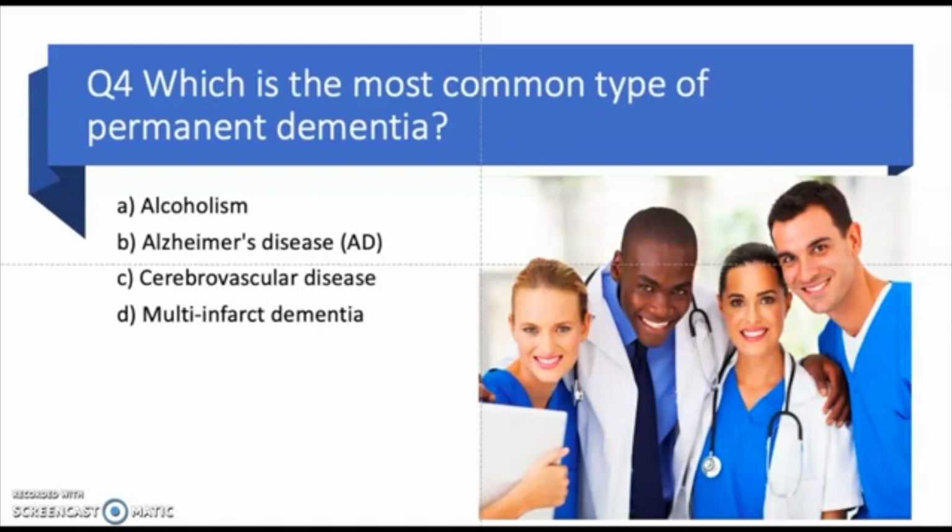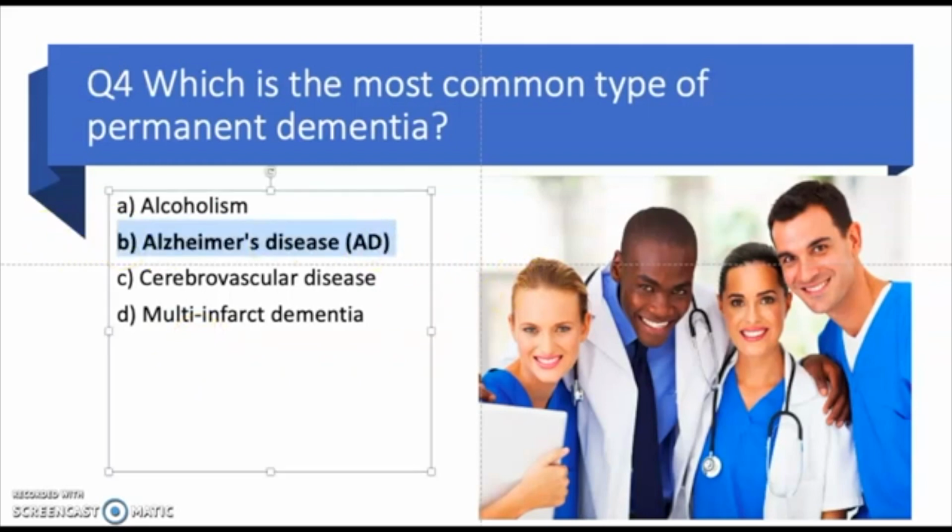Is it alcoholism, Alzheimer's disease, cerebrovascular disease, or multi-infarct dementia? So the correct answer for this question is B, Alzheimer's disease. And I'm going to bold this question.